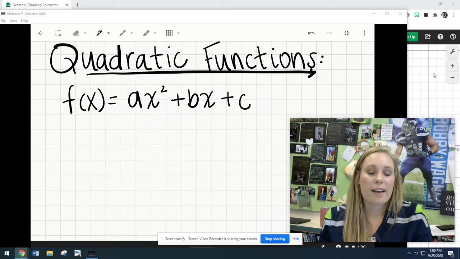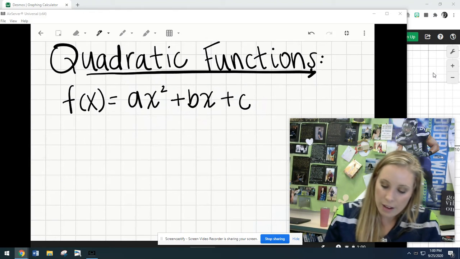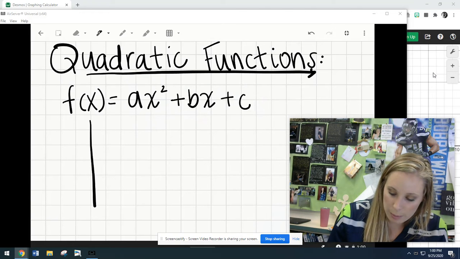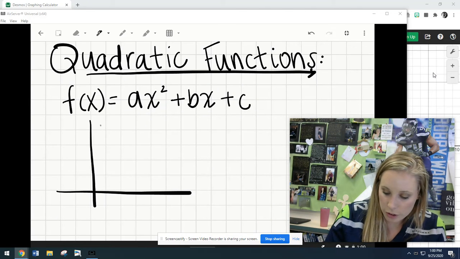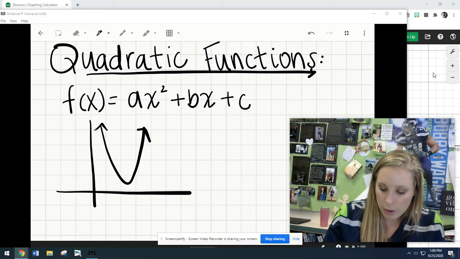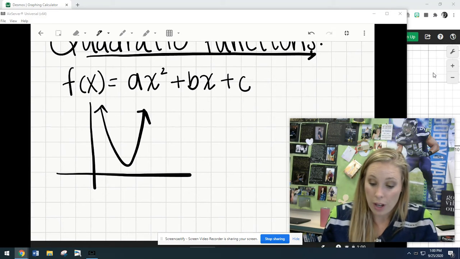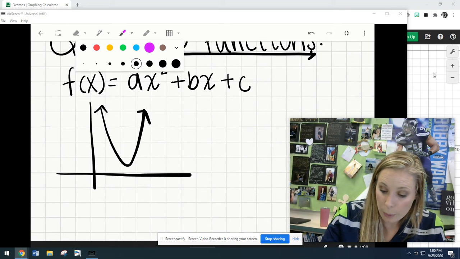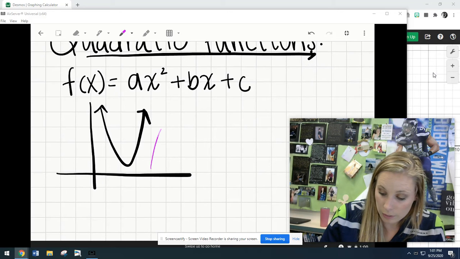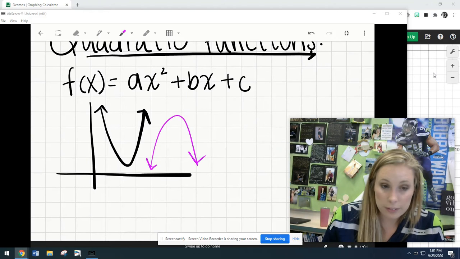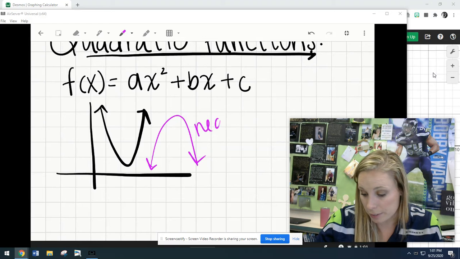Quadratic functions have very distinct characteristics. Every quadratic function makes a parabola. Every quadratic function makes a U-shape. Where the U-shape falls on the graph is all dependent on A, B, and C. But every quadratic function makes a U either right side up or upside down. That is also a quadratic. This is a negative quadratic.